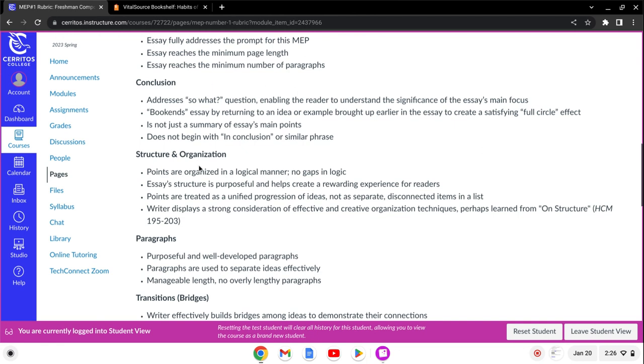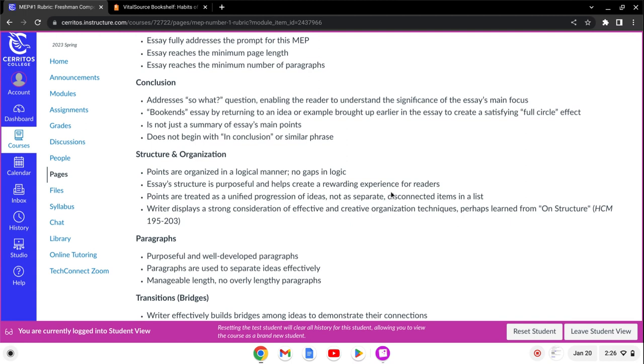Structure and organization. So these are the characteristics for this category. Points are organized in a logical manner, no gaps in logic. So it's just clear to the readers how one idea leads into the next. The essay structure is purposeful and helps create a rewarding experience for readers. So making sure that the way that you've organized your ideas is intentional, you've thought carefully about it, you've done it with purpose. It's not just all haphazardly thrown in there. Points are treated as a unified progression of ideas, not as separate, disconnected items in a list.